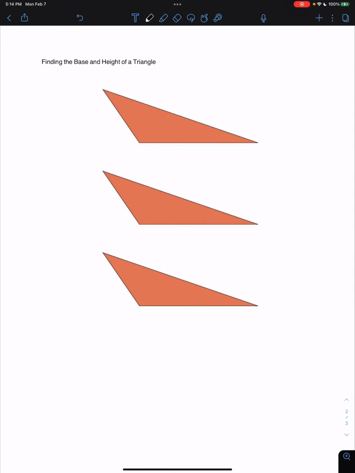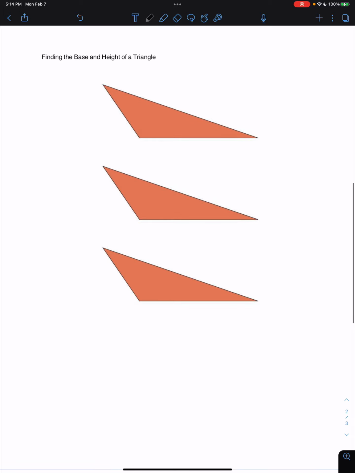Now we talked about the area formula for a triangle in the last video. And just in case you didn't watch the last video, or maybe you forget, the area of a triangle is 1/2 times base times height. Now, you may ask, how do I find the base and the height of a triangle?